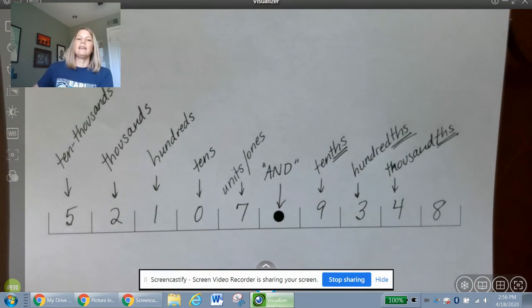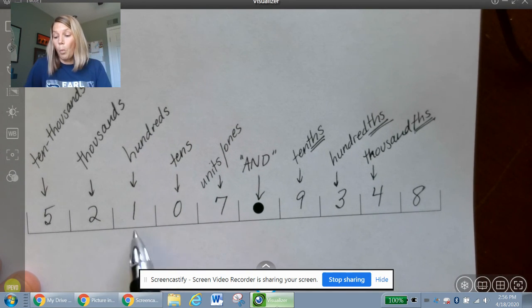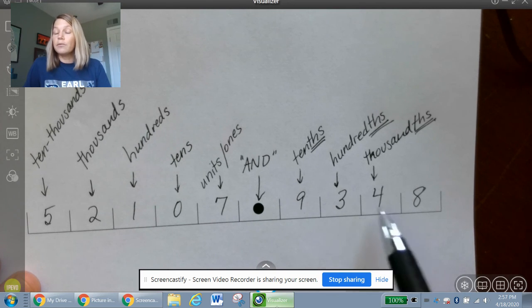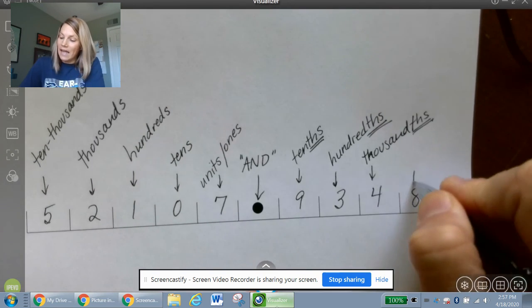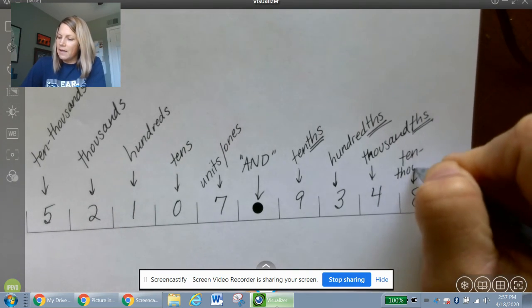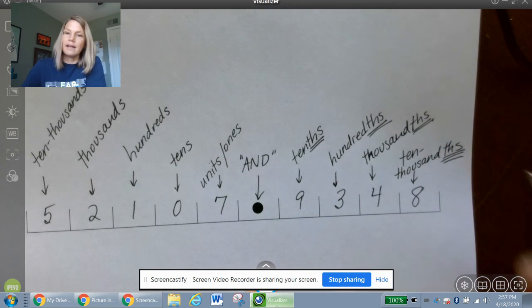And finally, if I show the entire number, I have 52,107 and 9,348 ten thousandths. So 10, and then again, spelled exactly like 10,000, but with that THS at the end.